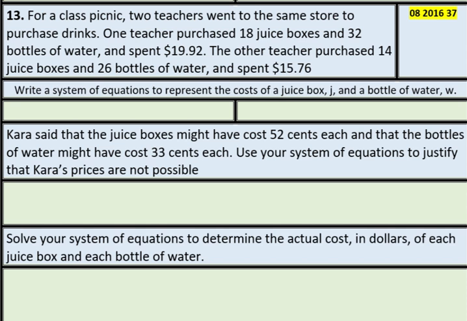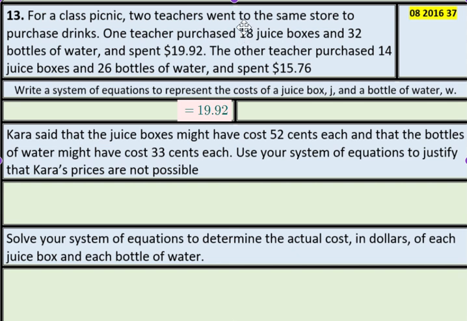Okay, so the key skill here is they want us to write a system of equations using their variables, J and W. So even though we like X and Y, in this case, we need to use J and W. So I like to start with the easiest point. The one teacher spent $19.92. So I'm going to write that equation with my equal sign, 19.92.